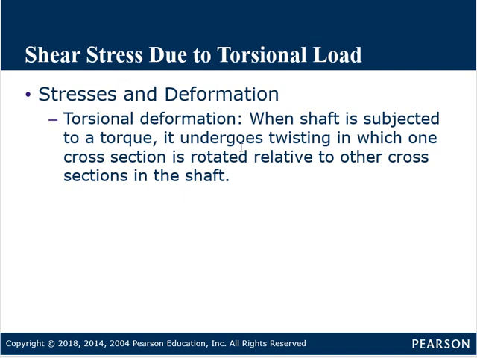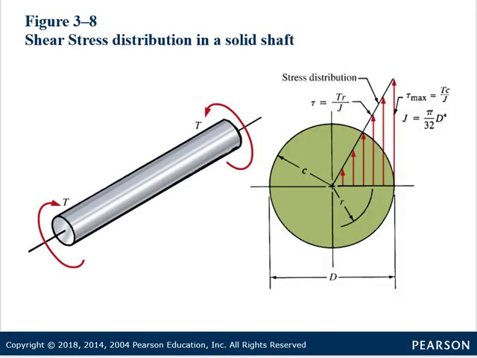Okay, so stresses and deformation. Torsional deformation, when a shaft is subject to a torque, that's a twisting motion. It undergoes twisting in which one cross-section is rotated relative to the other sections in the shaft. Let me illustrate what that means.